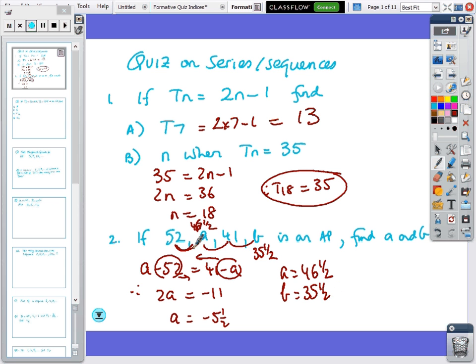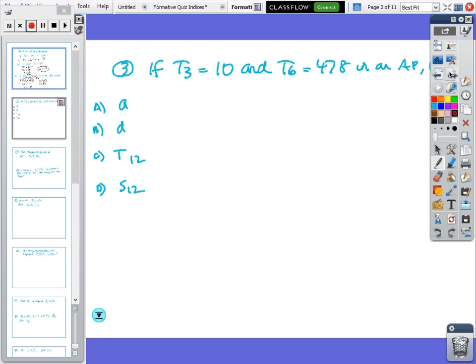Okay, so the difference between the terms is always the same. There's other ways of doing it, but that's just as easy. Okay, let's have a go. T3 equals 10, T6 equals 4, find A, D, T12 and S12. Pretty straightforward. Pause and come back when you're ready.